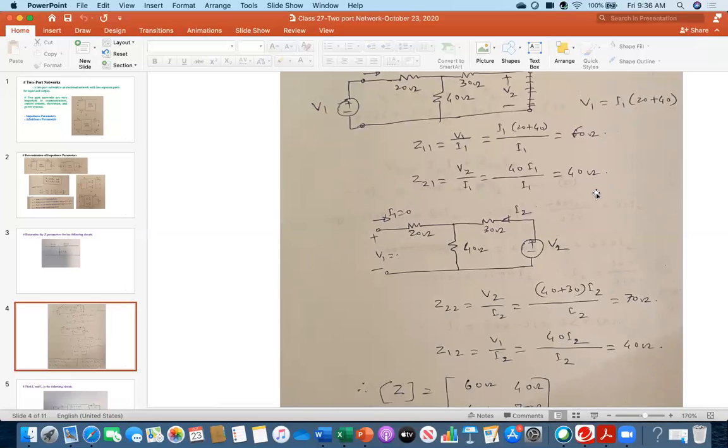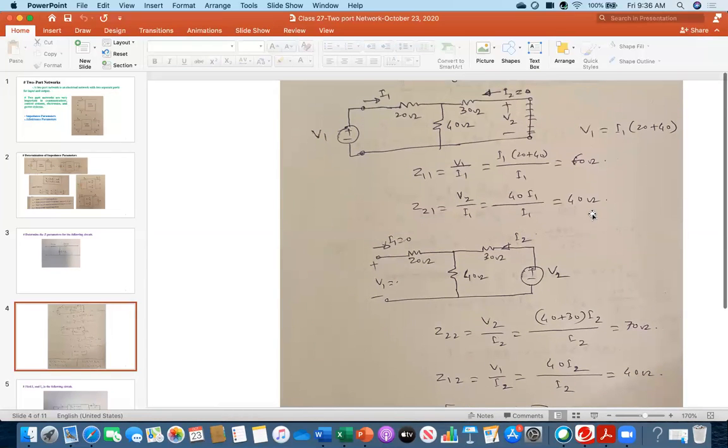Is this kind of superposition? Not exactly superposition, but it looks like superposition. I mean, considering one source at a time, so it is similar to superposition. But in the case of superposition, you are asked to find the voltage or current at a particular branch. This is not voltage and current measuring. In this case, you are measuring those impedance parameters, those four parameters.